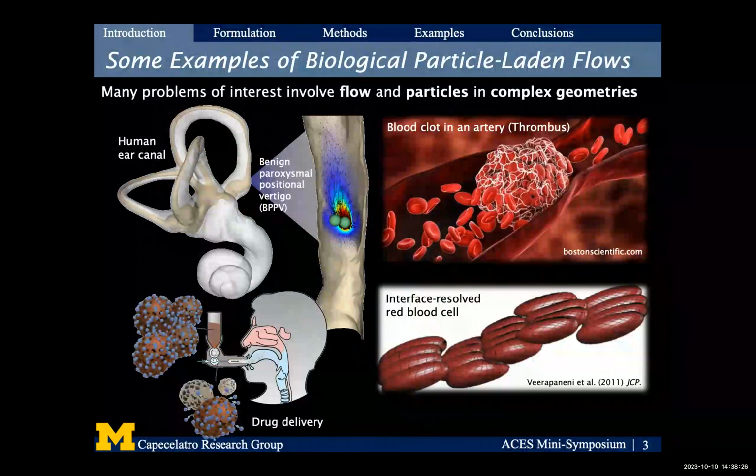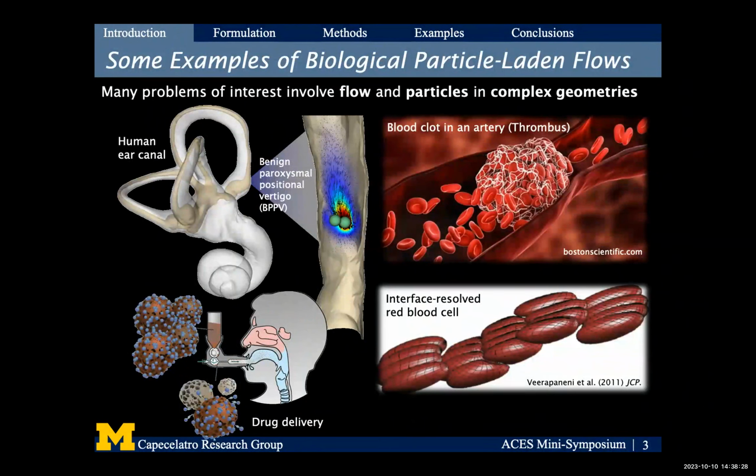So the idea is, at least working with Alberto, we're very much interested in biological fluid mechanics. The idea here is that there's just many problems that involve flow, involve particles. Particle can be a lot of different types of things. Think of it as a discrete entity that might deform, but there might be many of them. They might have collective behavior, but they're going to move around in complex geometries. And what I'm showing here, just a couple of different applications.